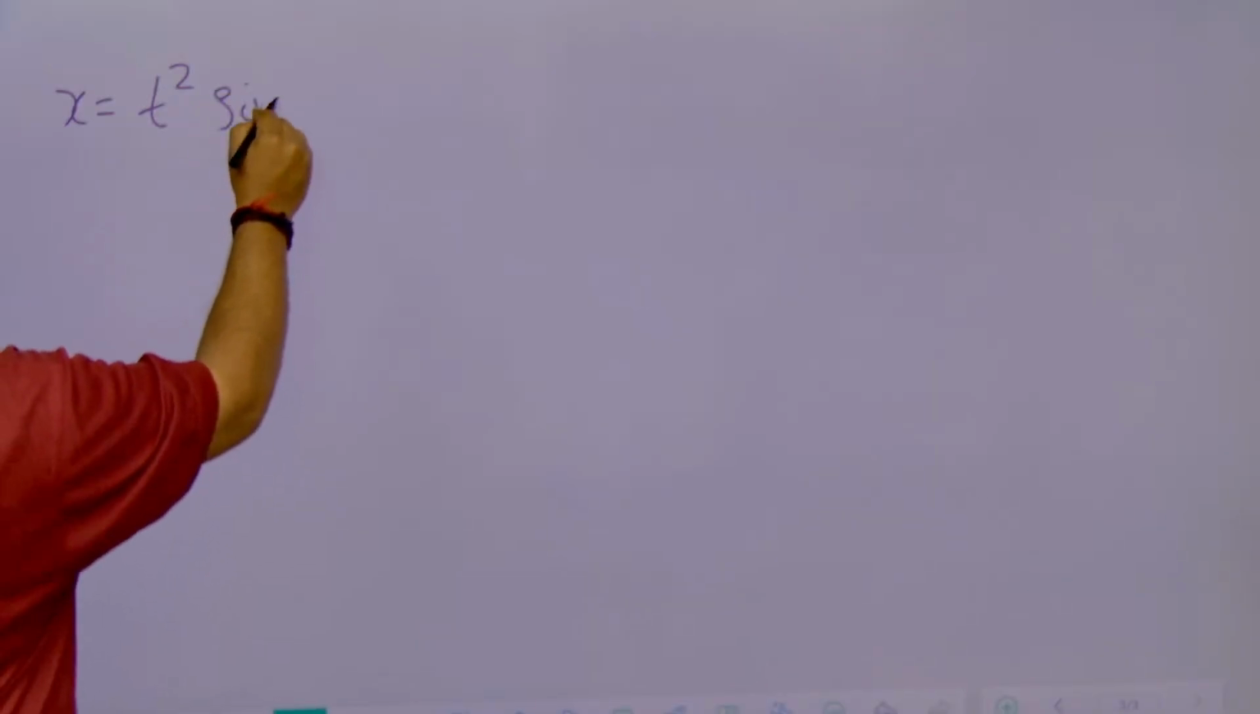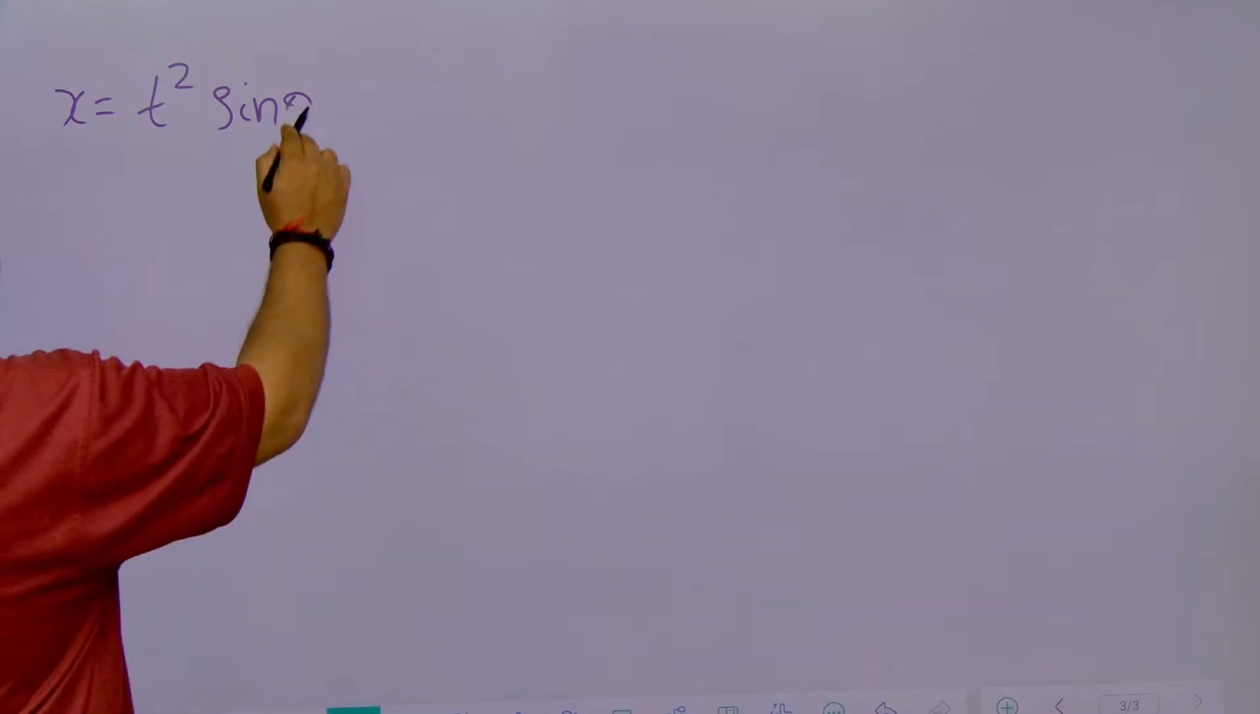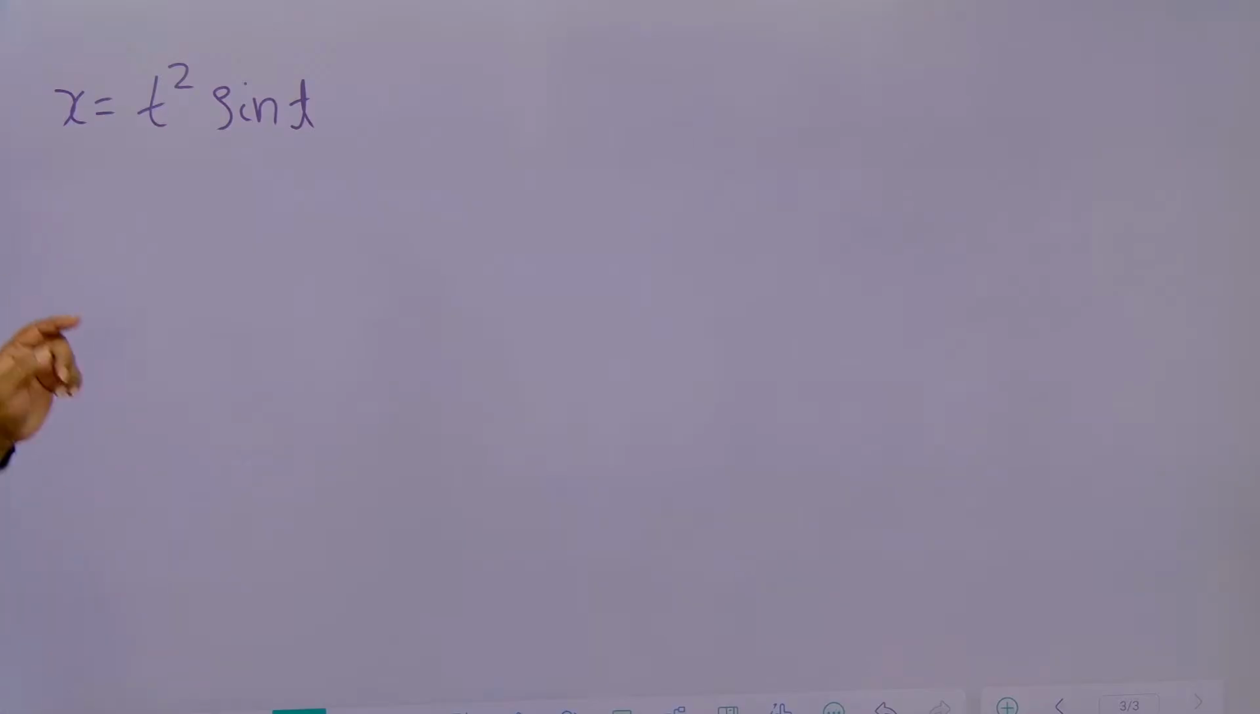x is equal to t square sin theta. Or you can write, instead of theta, sin t. Here x is equal to t square sin t. You have to differentiate with respect to t. Here x is a function of t, so you should not do dy by dx. Here you should do dx by dt. They will mention it in the question. Based on the question you have to do. It will not always be y.